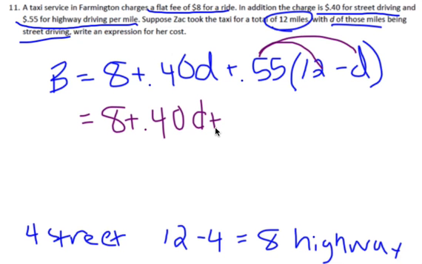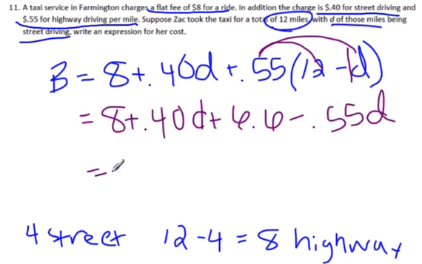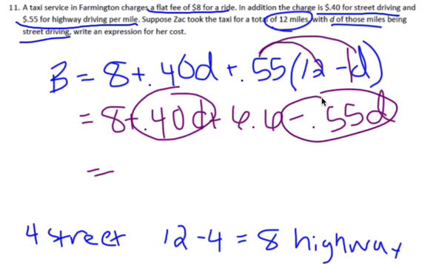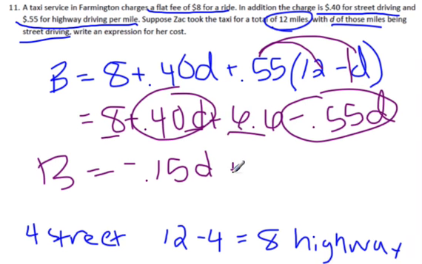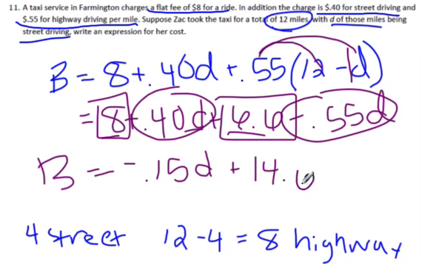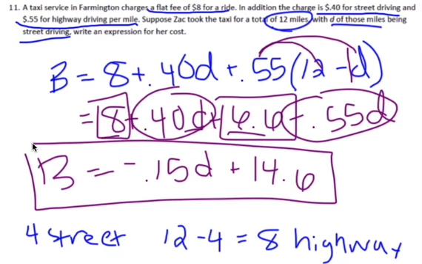Then 0.55 times 12 is going to give me 6.6, minus negative 1 times 0.55 is a negative 0.55D. So now I need to combine 0.40D and negative 0.55D. And when I do that, I get negative 0.15D. Now the D's can't be added with those two terms because they have a D and the others don't. So then I'm going to take my two constants, 8 and 6.6, and I am going to get 14.6. So this equation right here represents your setup.